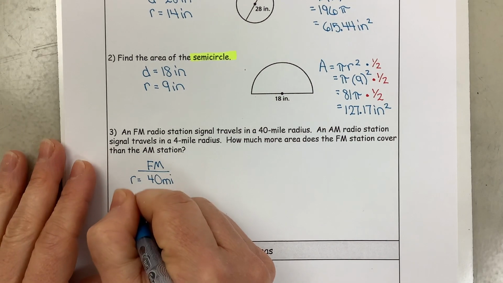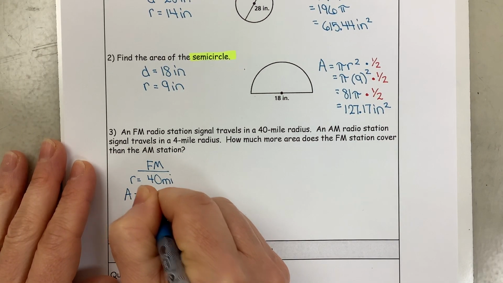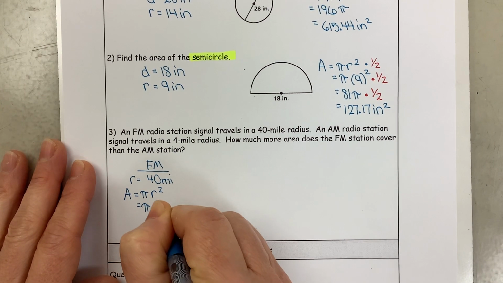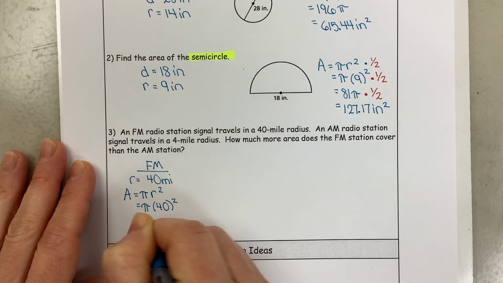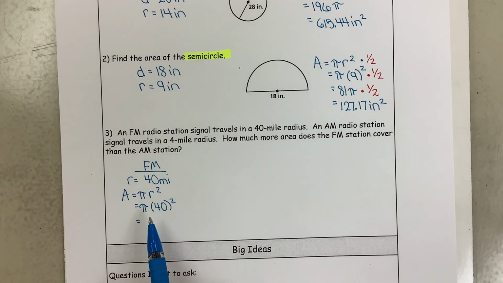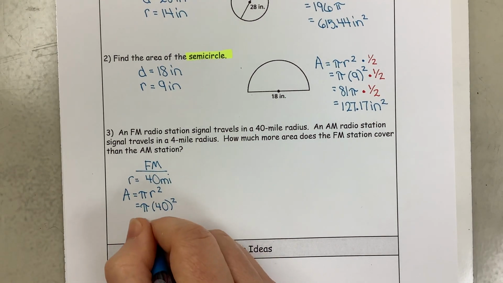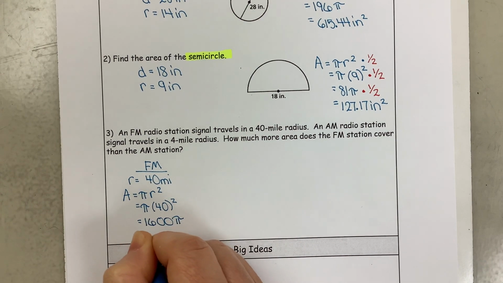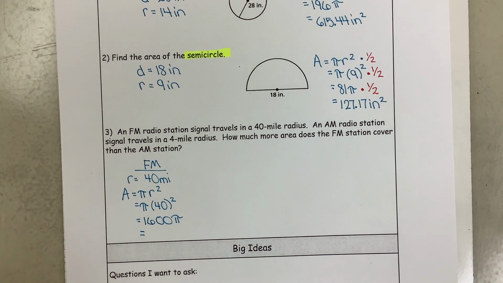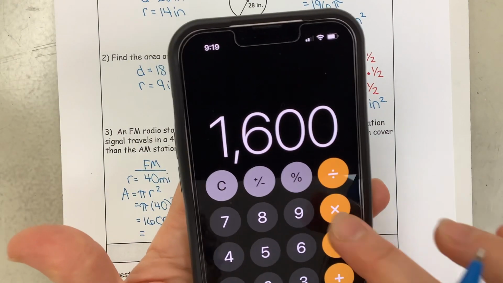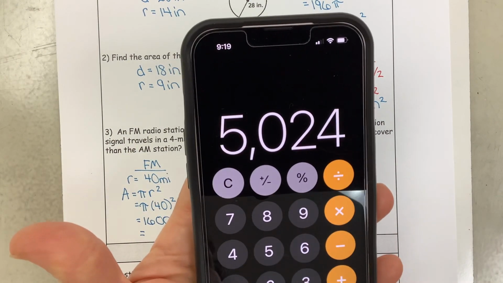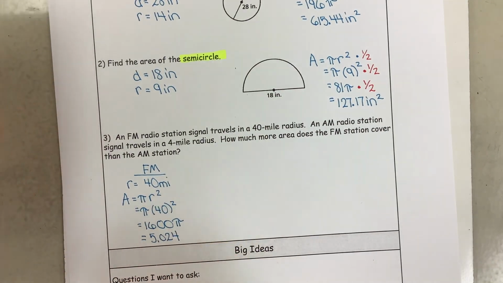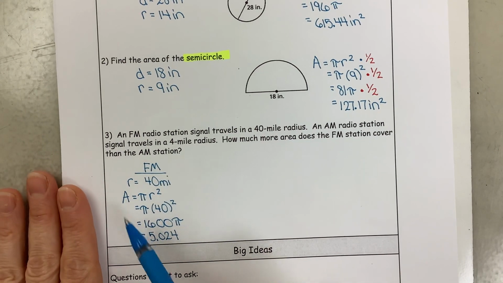So what we're gonna do is we're gonna take area equals pi r squared. We're gonna leave the pi, we're gonna take 40 and we're gonna square that, okay? I know 4 times 4 is 16, and then this will actually give me 2 more zeros. Okay, you can punch it in if you don't believe me. And now we're gonna take that 1600 times 3.14, and that gives us 5,024. Okay, that was part 1. That was the FM radio station.